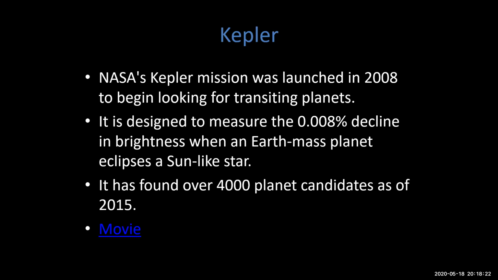It can measure a 0.008% decline in the brightness when an Earth mass planet passes in front, it transits a sun-like star. So notice that the Earth-like planet detection limit was 0.01. This can go to 0.008, so it's better than the required precision, but not by a lot. And it has found over 4,000 planet candidates since 2015. So the number of known extrasolar planets has increased dramatically since the Kepler mission.